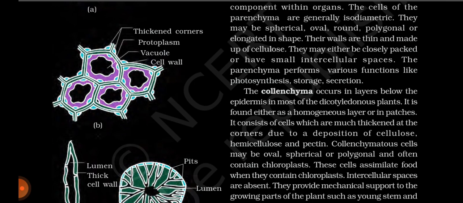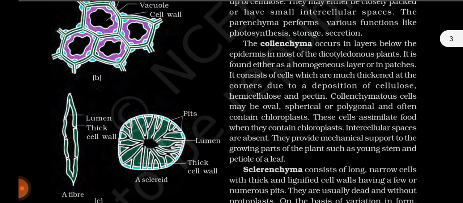Collenchyma. The collenchyma occurs in layers below the epidermis in most of the dicot plants. It is found either as a homogeneous layer or in patches. It consists of cells which are much thickened at the corners due to deposition of cellulose, hemicellulose and pectin. Collenchymatous cells may be oval, spherical, polygonal and often contain chloroplasts. These cells assimilate food when they contain chloroplasts. Intercellular spaces are absent. They provide mechanical support to growing parts of the plant such as young stem and petiole of leaf.